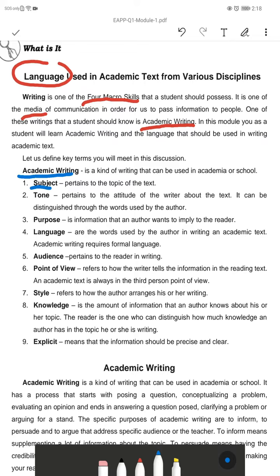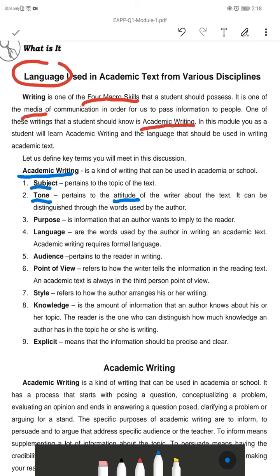Okay? Then we have the second one, which is tone. Tone pertains to the attitude of the writer about the text. It can be distinguished through the words used by the author. So simply put, guys, tone is about attitude. What is the attitude of the writer about the topic? Is the writer mad? Is he angry? Is the writer sad?